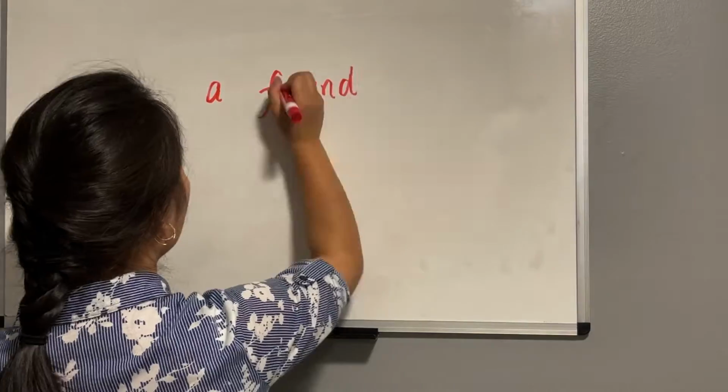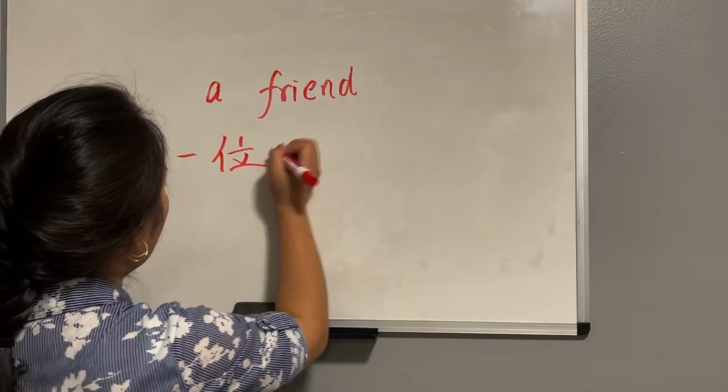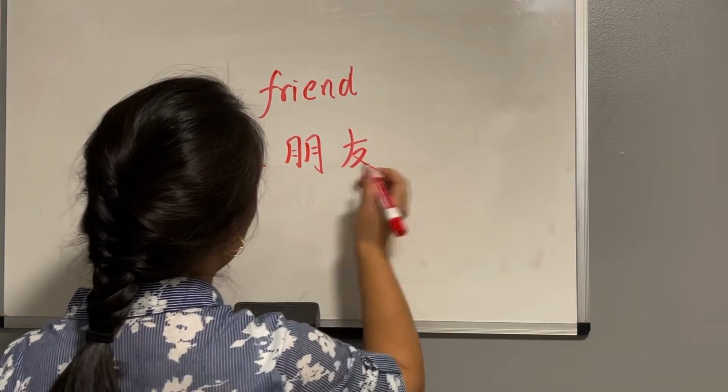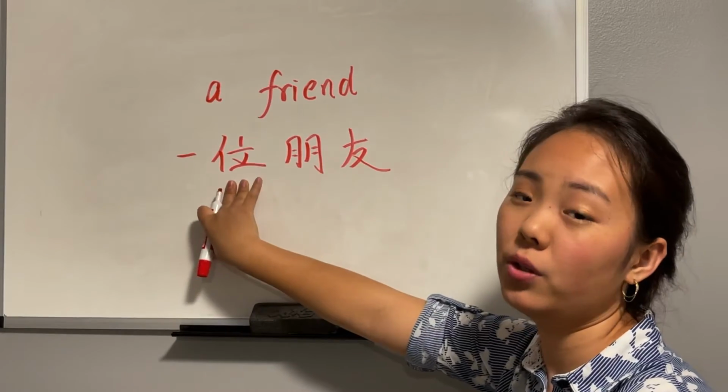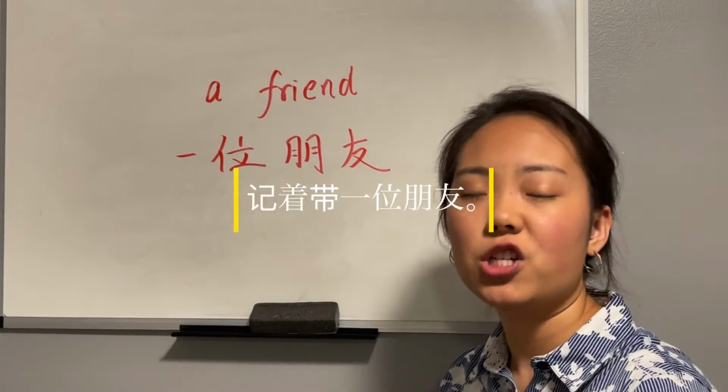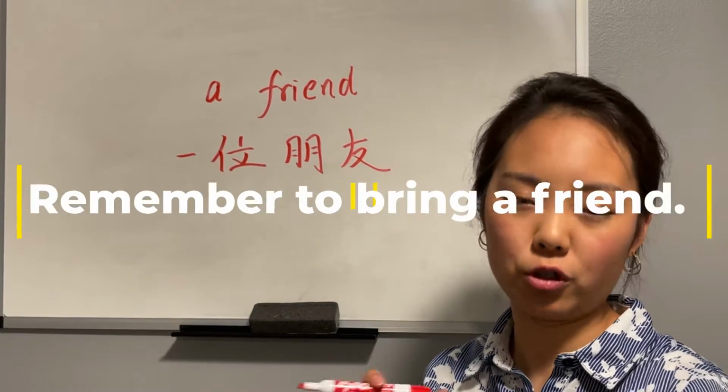A friend. 一位朋友. Wei is the one you would use for describing people. So 一位朋友. You can say 记着带一位朋友. Remember to bring a friend.